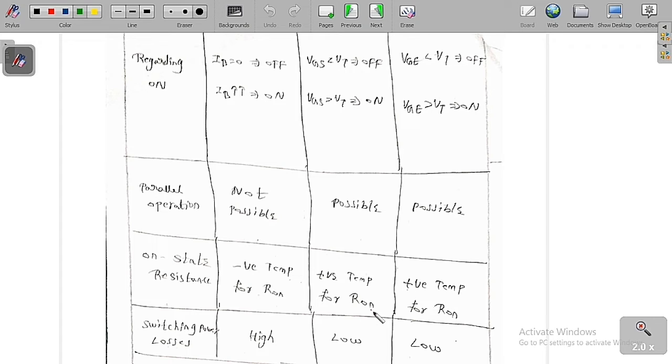So finally we can say that of the statements, the first is that BJT is a current control device whereas the IGBT is a voltage control device. Yes, statement 1 is correct. The statement 2 is here.